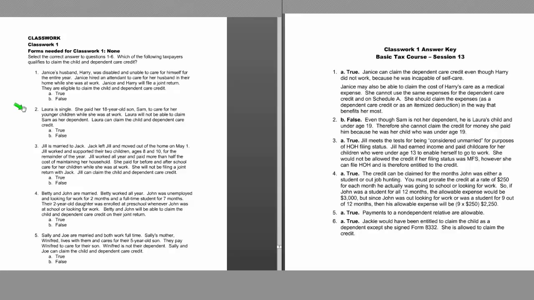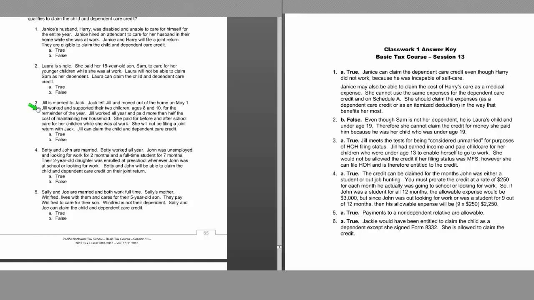And, of course, in this situation, we're definitely going to have a false. The main reason here is that the son is under the age of 19. In order to claim Child and Dependent Care Credit for expenses paid to your child, the child must be age 19 or older, and in this case, the child is age 18.